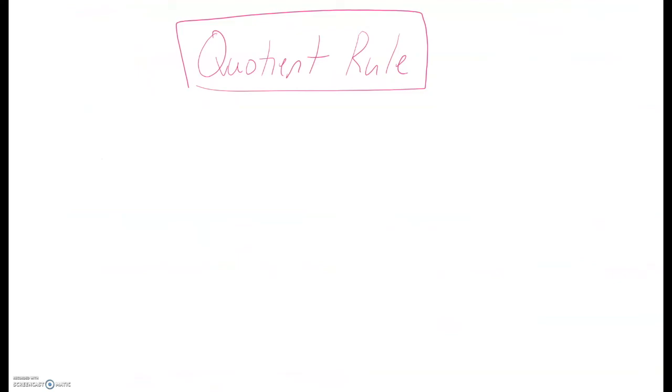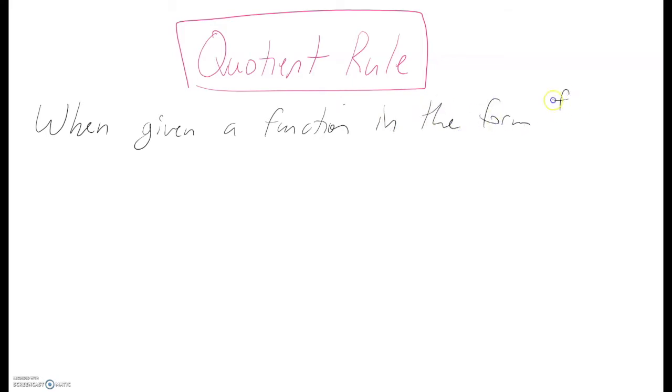In this video, we're going to take a look at a differentiation rule called the quotient rule. What the quotient rule allows us to do is, when given a function in the form f of x divided by g of x, the derivative with respect to x of f of x divided by g of x will be given by the following formula.